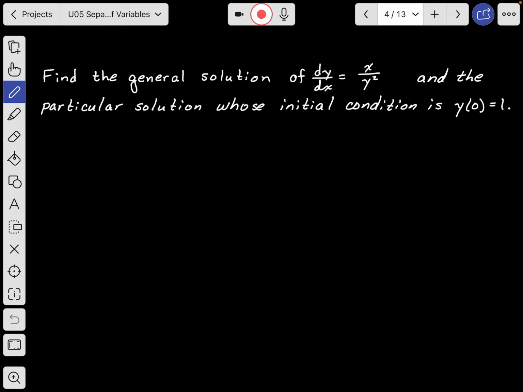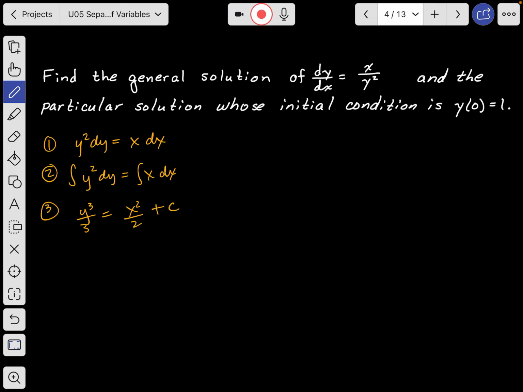Here's another example. All right, so we're going to separate, then integrate. So first step, if I multiply both sides by y squared and multiply both sides by dx, I'm going to have y squared dy is equal to x dx. That's separate. Second step, integrate. Y cubed over 3 is equal to x squared over 2 plus c.